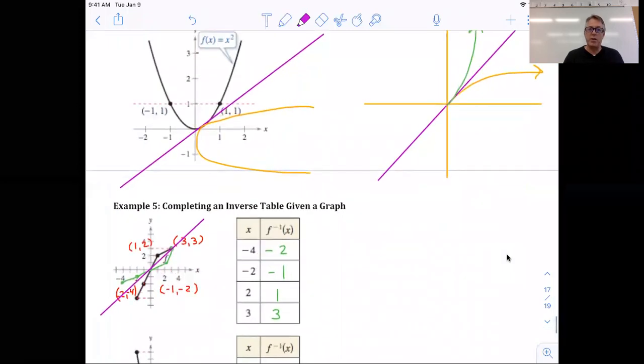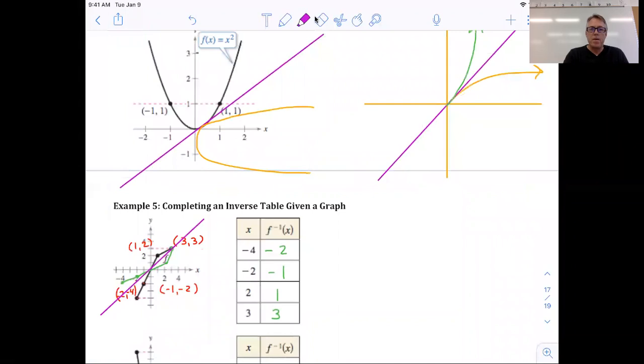All right, so I threw a lot at you there with inverses and functions. Any questions before I move on to something else?